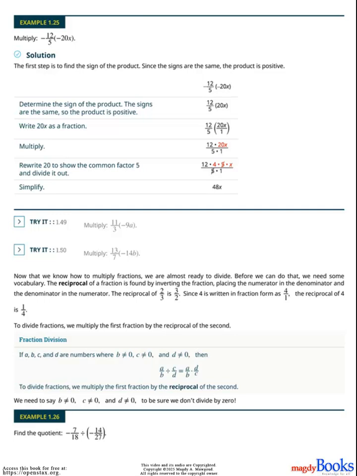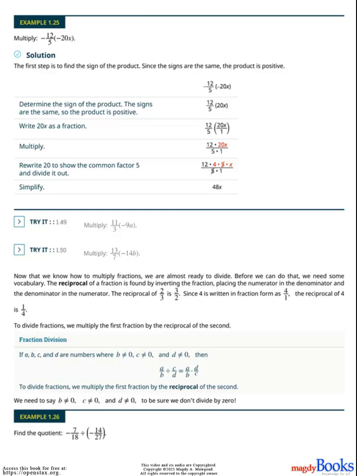Try it 1.49. Multiply 11 over 3 times, open parenthesis, negative 9a, closed parenthesis. Try it 1.50. Multiply 13 over 7 times, open parenthesis, negative 14b, closed parenthesis.